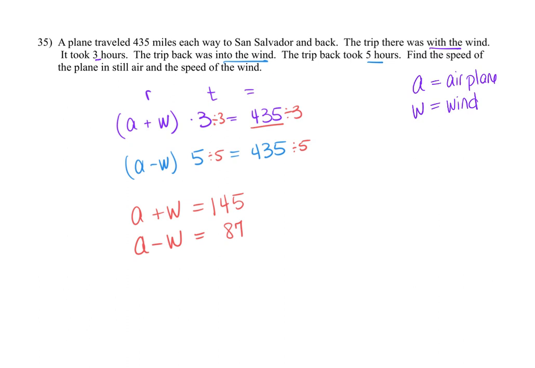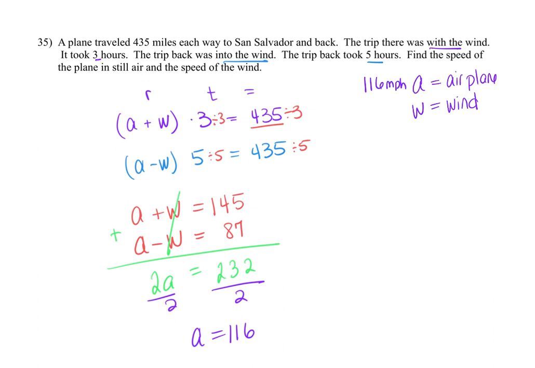So I am ready to just go ahead and add these because my w's are naturally going to cancel. So I have a and a gives me 2a. My w's will cancel. This is going to give me, what, 232? And then I'm just dividing by 2 at that point. So I found the wind speed. It is 116 miles per hour.